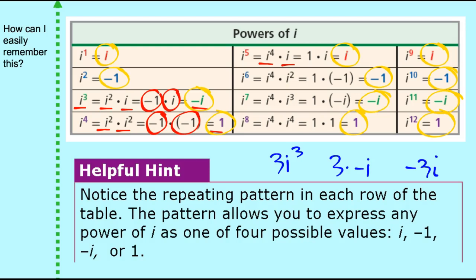So you never should have an i squared or higher exponent in your answer, because an i to some big exponent is always going to be either i or a negative 1, which changes the sign, or a negative i or a positive 1. So you should just have an i or a negative i, right? You should only have i to the first power in your answer.